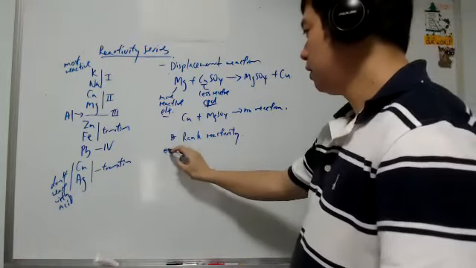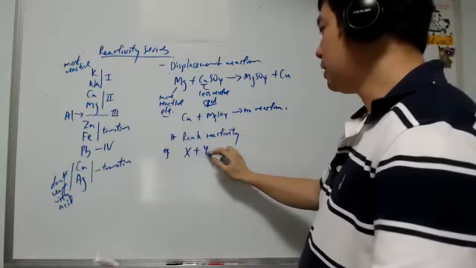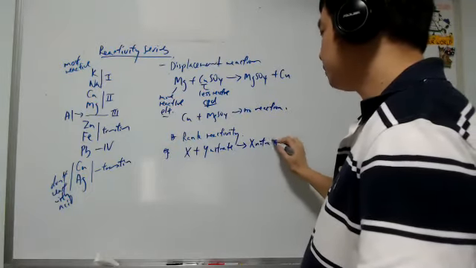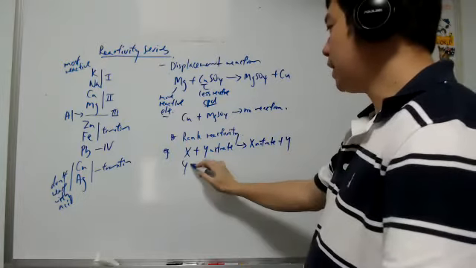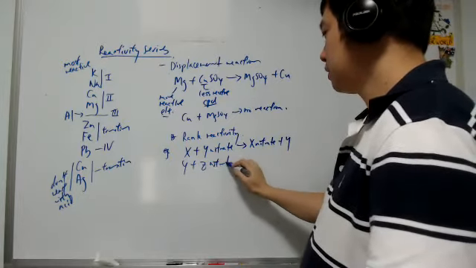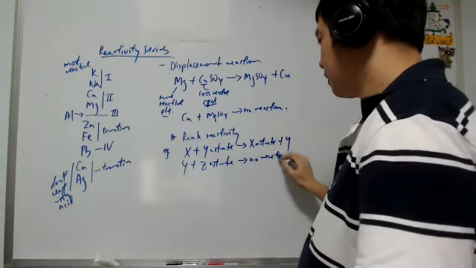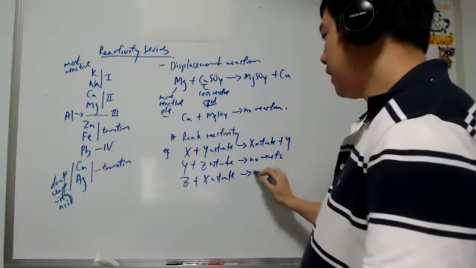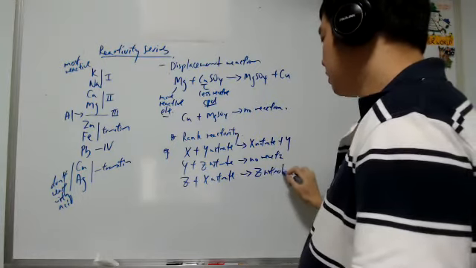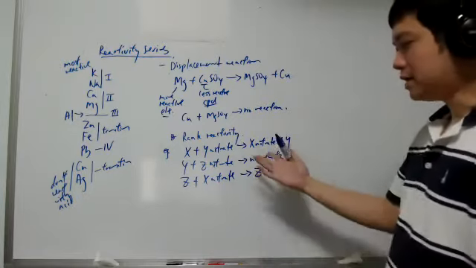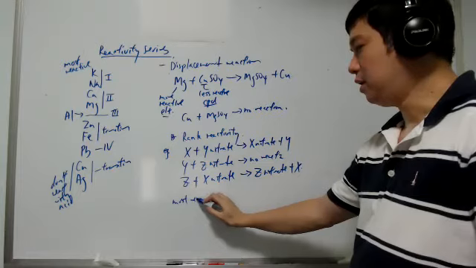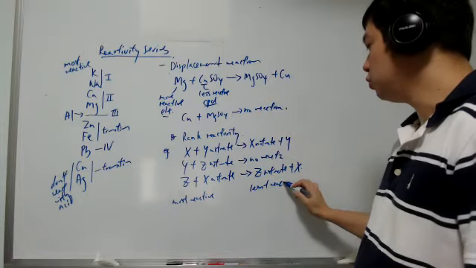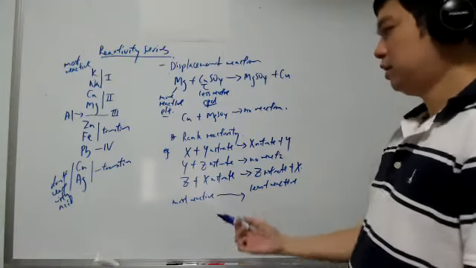Give an example. Let's say they say X plus Y nitrate, you get X nitrate plus Y. Y plus Z nitrate, nothing happened. Then Z plus X nitrate, you get Z nitrate plus X. So X, Y, Z, which one is the most reactive metal? Which one is the least reactive? Sometimes it can ask you to rank the order. So how do you see?